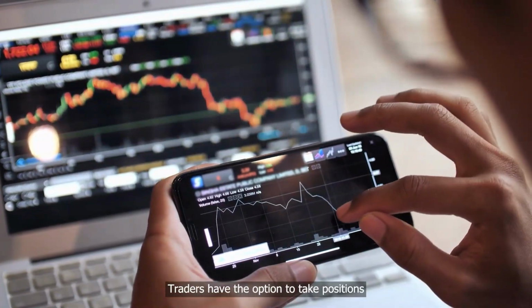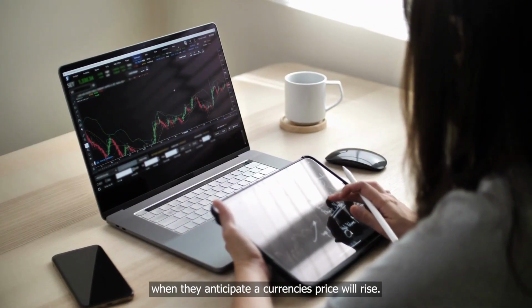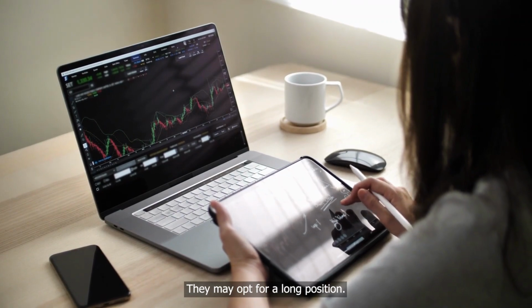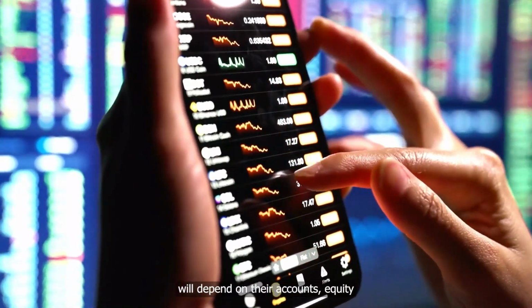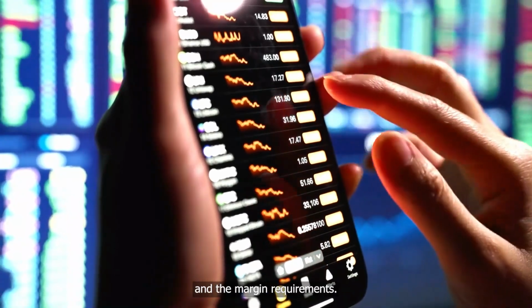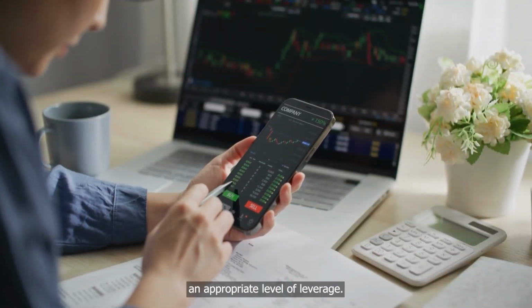Traders have the option to take positions in various currency pairs. When they anticipate a currency's price will rise, they may opt for a long position. The size of the position they take will depend on their account's equity and the margin requirements. It is imperative for traders to use an appropriate level of leverage.